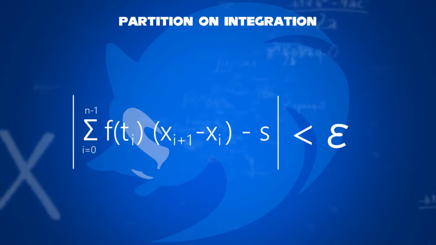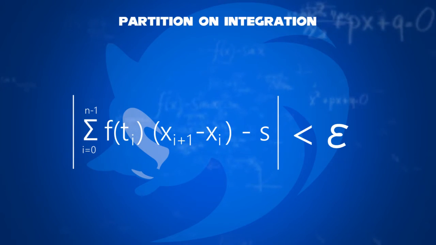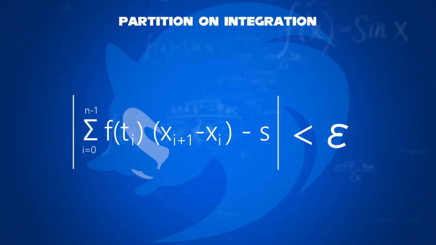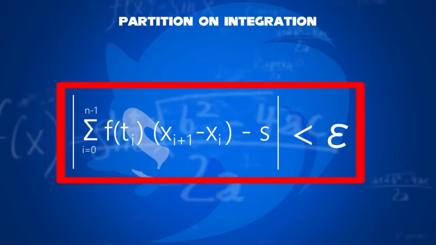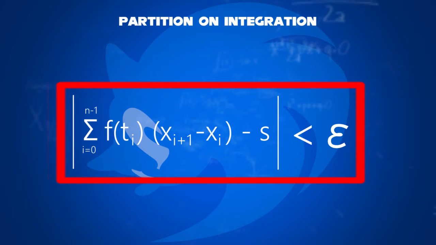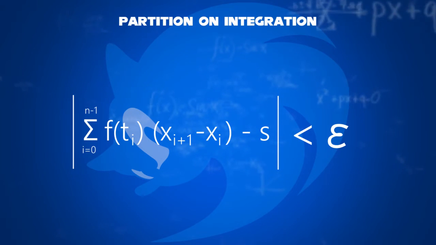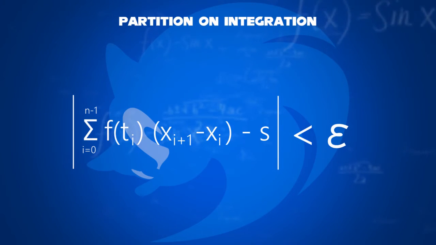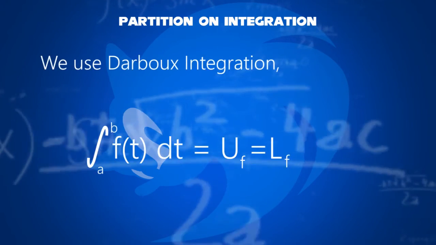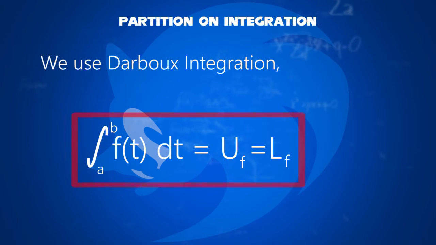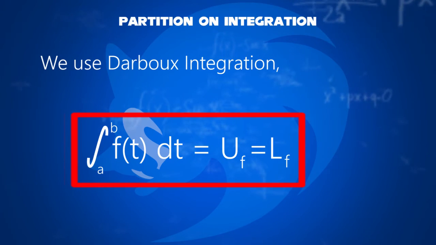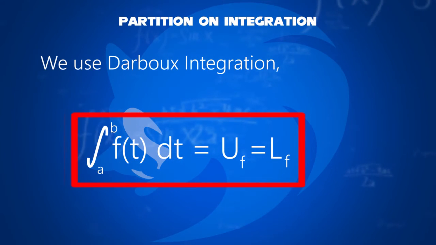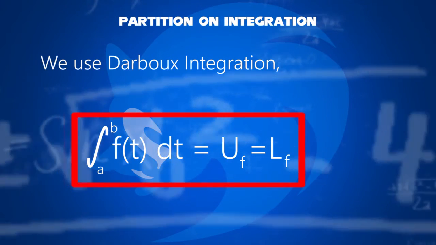In Riemann integration, we say that the Riemann integral of f equals s if the following condition holds like this. We write the above part for the Riemann sum, minus s in entire modulus, less than epsilon. Unfortunately, this definition is very difficult to use. We use Darboux integration. We can therefore write, integration from a to b, f of t dt equals the upper Darboux integral of f, which is also equal to the lower Darboux integral of f.